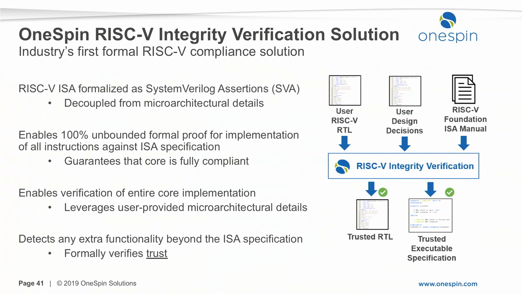The OneSpin RISC-V integrity verification solution uses a RISC-V ISA formalized in SystemVerilog SVA language, decouples microarchitecture details, enables 100% exhaustive formal proof for implementation of all instructions, enables verification of entire core implementation, and detects any extra functionality beyond the ISA specification.